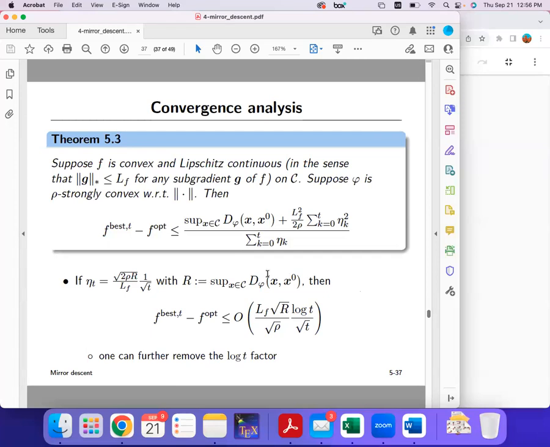But actually, R is the distance between your initial point and any other point, the maximum distance between your initial point and those points from the constraint set. But given a fixed initialization point, this would be a fixed constant.